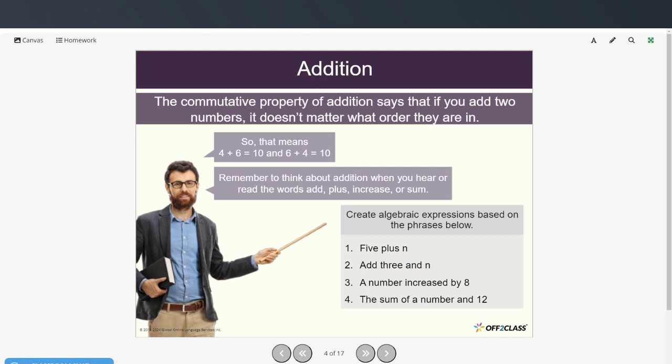Okay, now we're going to talk about addition. The commutative property of addition says that if you add two numbers, it doesn't matter what order they are in. So that means that 4 plus 6 equals 10 is the same as 6 plus 4 equals 10. So remember to think about addition when you hear the words add, plus, increase, or sum. So now they want you to create the algebraic expressions for the phrases below.